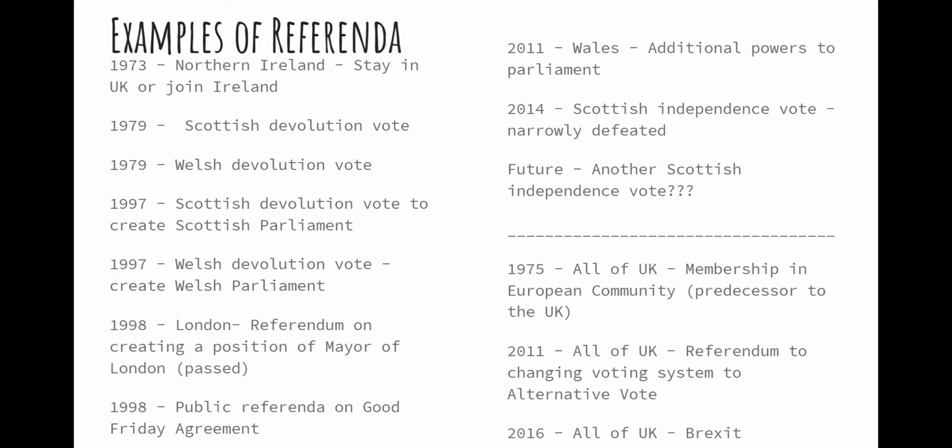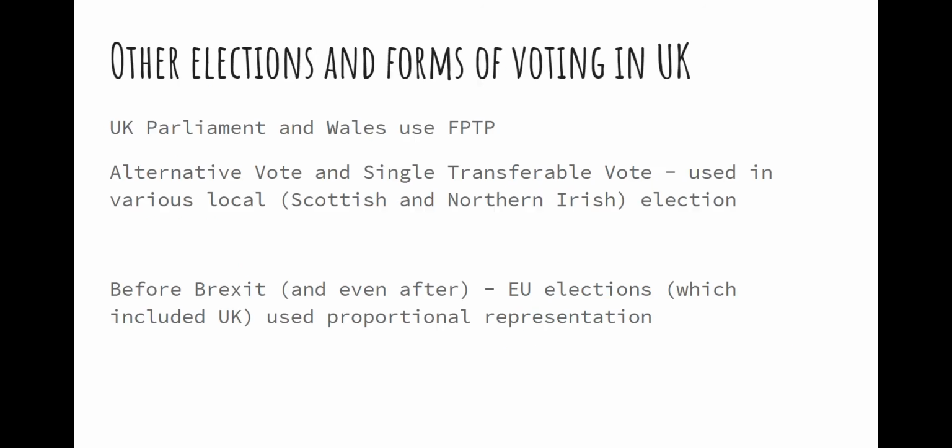And then the other one is when all of the UK votes on an important issue. So there's a vote in 1975, similar to Brexit, about remaining or leaving in the European community at the time, which is the predecessor to the EU, not the UK. And then in 2011, they have the alternative vote referendum that was voted down. And then in 2016, obviously, Brexit is an example of a referendum. So those are the important issues that frequently come up as it relates to referenda.